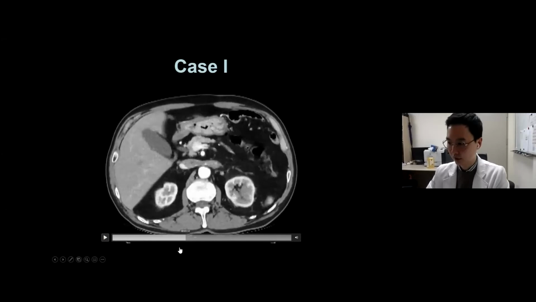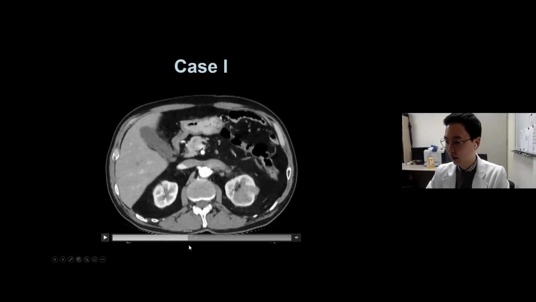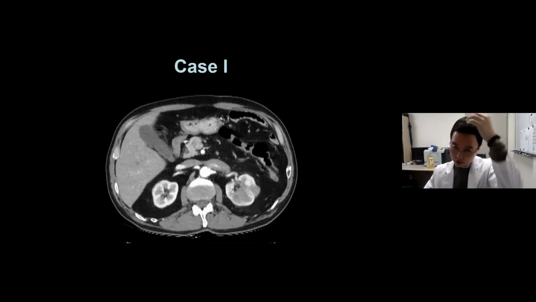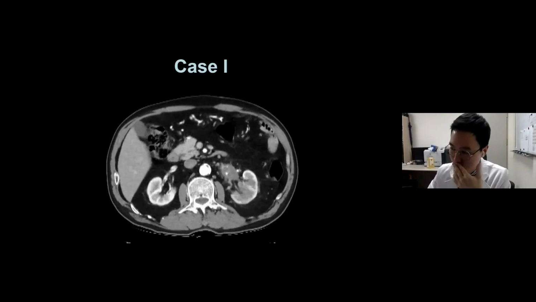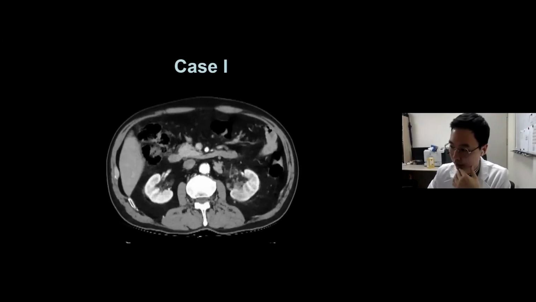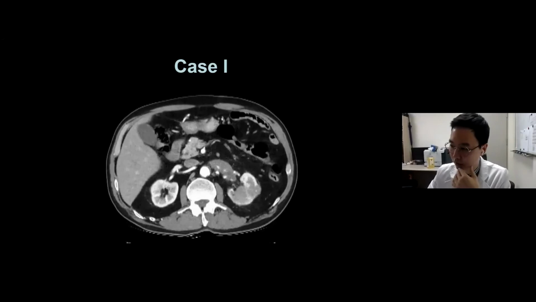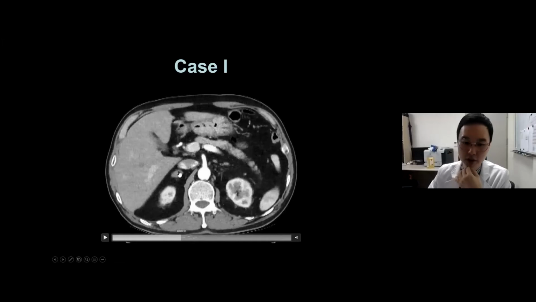Okay, looking again. There is an infiltrative lesion and solid mass lesion in the left kidney and upper pole area, and there is also a soft tissue attenuation along the renal vein, and also some in part in the IVC areas.